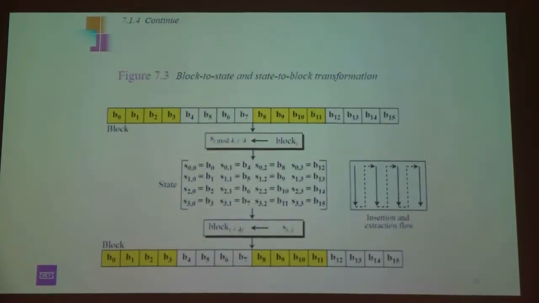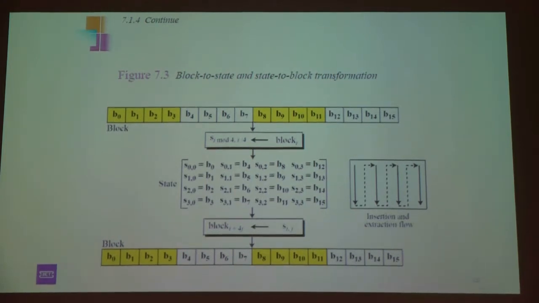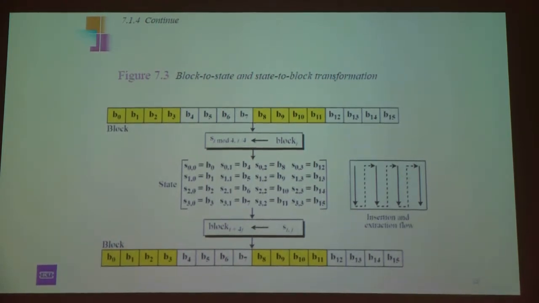So, now, block to state and state to block. We already explained this, exactly as you see in here. The block has 16 bytes, and the way you convert it goes down, then up, then down, then up like this. You see in here, B0, B1, B2, B3, then B4, B5, until the end. So you should know the algorithm to convert from block to state and from state to block. Simple.